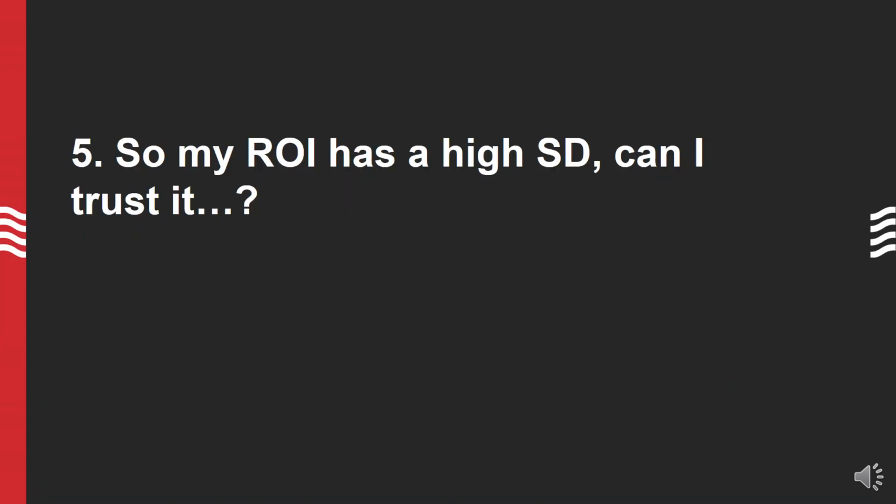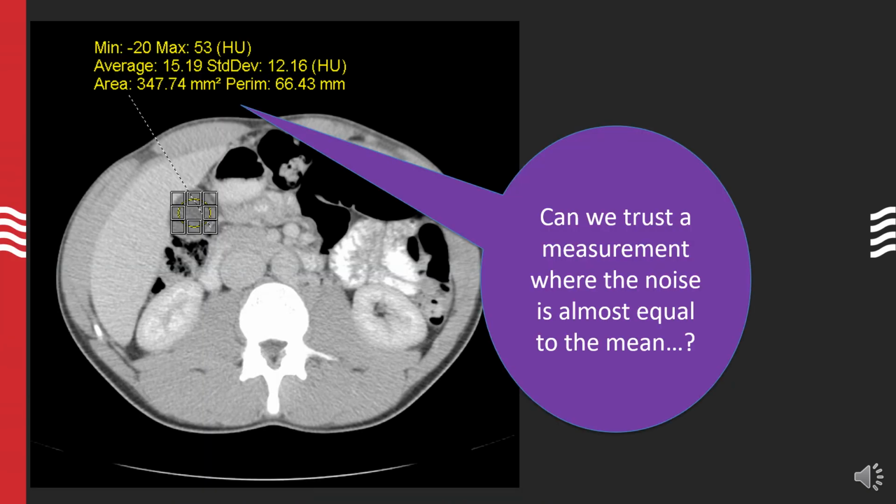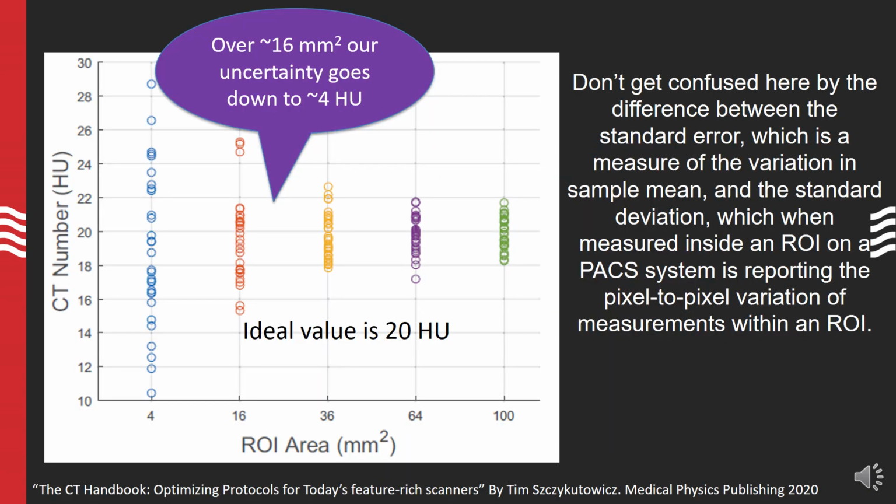So my ROI has a high standard deviation. Can I trust it? So here's an example of that. ROI mean is 15, standard deviation is 12. All right, yes, because a lot of people confuse the difference between the standard error, which is a measurement of the variation of the sample mean, and the standard deviation of the pixels inside the ROI, right? So when we look at a PACS ROI, we're looking at the standard deviation of the pixels inside that ROI, not the standard deviation of the actual sample mean.